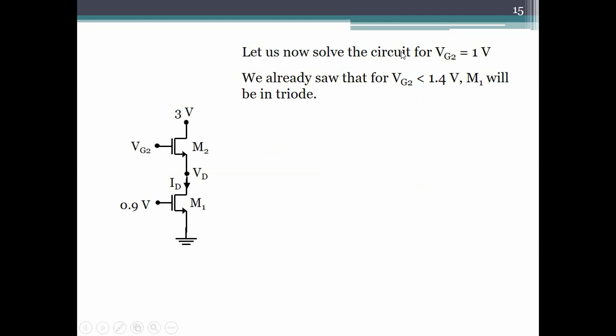Let us now solve the circuit for VG2 equal to 1 volt. So this is 0.9. We said VG2 can go down to 1.4 for M1 to stay in saturation. So now we are making VG2 less than 1.4, so now we know that M1 is in triode. I'd like you to solve this circuit. We already know M1 is in triode, M2 is in saturation. So you just have to write the appropriate equations and solve them. So please pause the video and solve it.